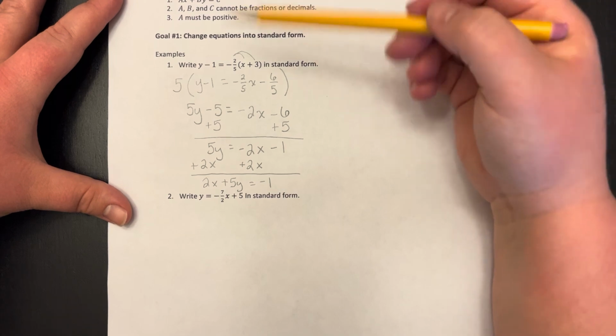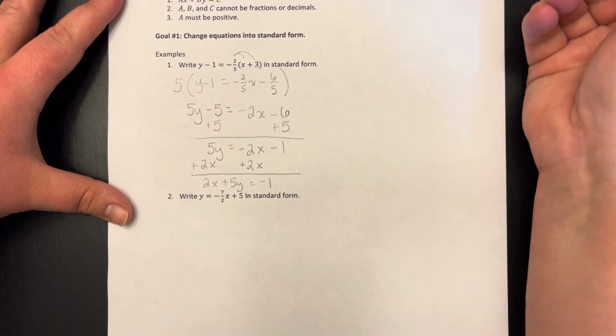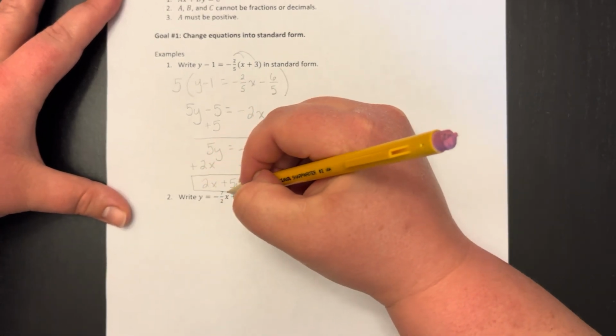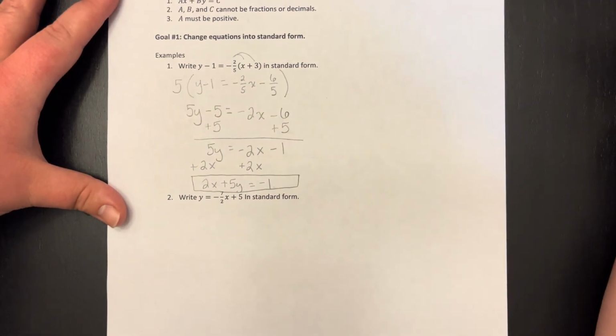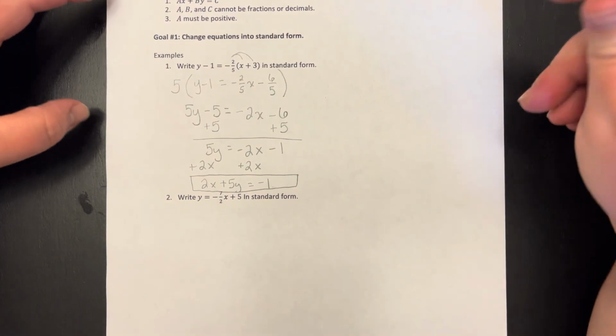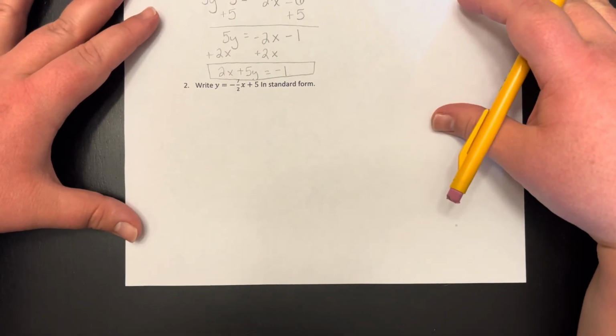All right, so let's do a check. I have x term, y term equal to a constant. I have no fractions or decimals, and my a term is positive. So that means this is the standard form of the equation that we started with. They represent the same line, but they are written in different forms. All right, let's try one that starts as slope-intercept form.